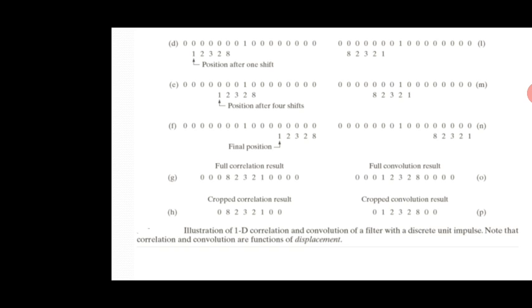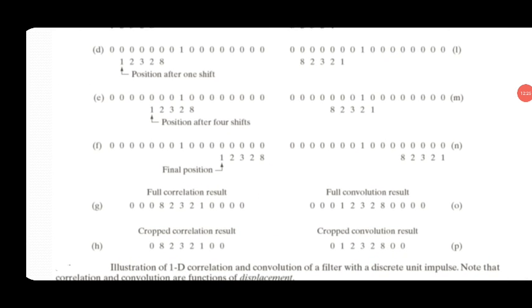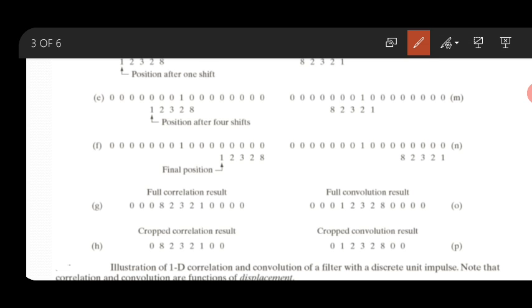Now, whatever answer you obtained here is 1, 2, 3, 2, 8. Now in this correlation you have to flip this. What do you get after flipping? 8, 2, 3, 2, 1. This is the 8, 2, 3, 2, 1.